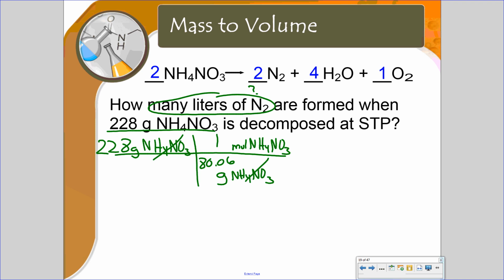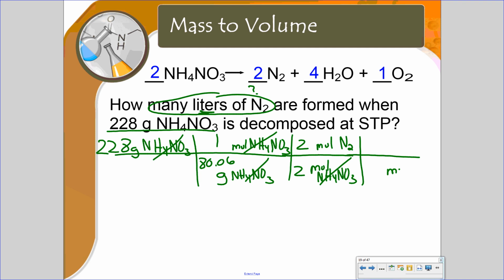Now that we're in moles of ammonium nitrate, we can go to moles of what we're looking for, which is nitrogen. So whatever unit's up top comes down on bottom. And we get this mole ratio from the balanced equation. So what's in front of nitrogen is a 2. What's in front of ammonium nitrate is a 2. Just cross it out. If we stopped here, our answer would be in moles of nitrogen, but we want liters, so we have to keep going.